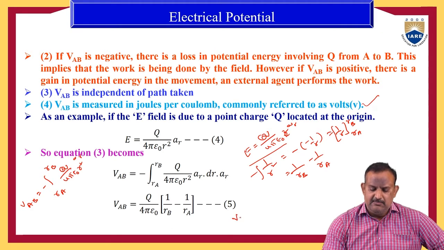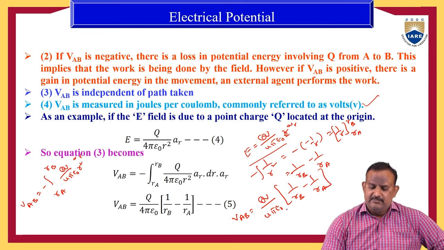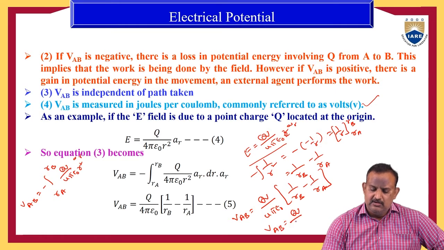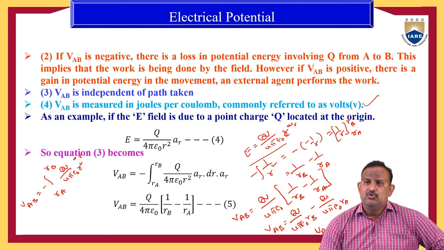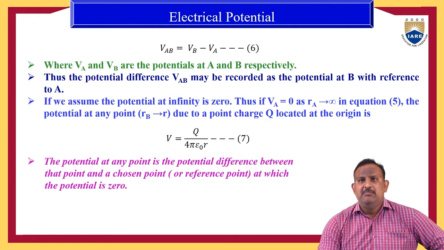Therefore, the potential VAB becomes Q by 4 pi epsilon naught into 1 by RB minus 1 by RA. If you separate the two potentials, we can write VAB is equal to Q by 4 pi epsilon naught RB minus Q by 4 pi epsilon naught RA. Or we can write VAB is equal to VB minus VA, where VB is equal to Q by 4 pi epsilon naught RB, and VA is equal to Q by 4 pi epsilon naught RA. Therefore, simply we can write VAB is equal to VB minus VA.